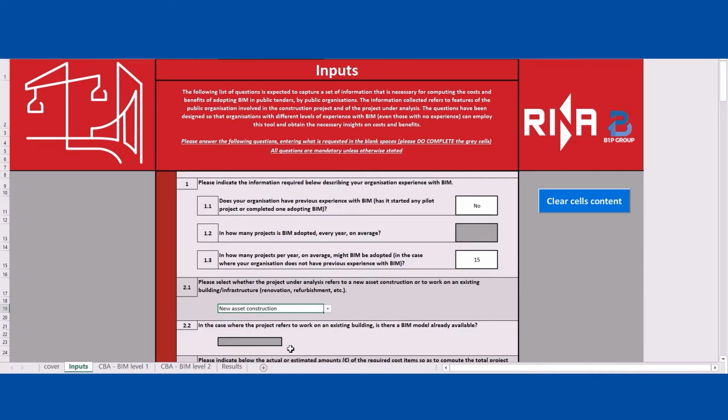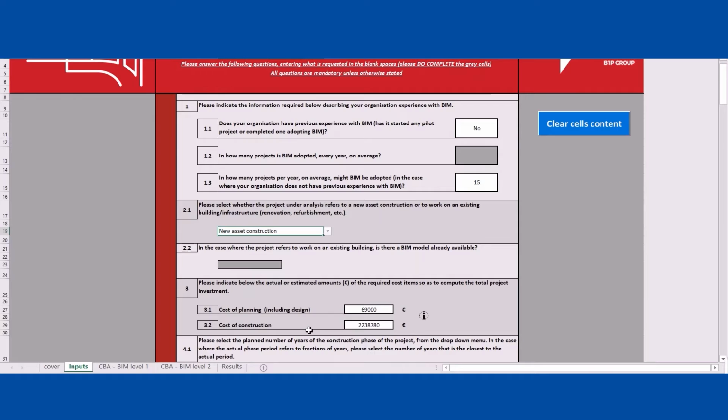Following this selection, question 2.2 becomes inactive. Let's assume that our project requires an investment for planning and design of about €69,000 and a foreseen construction cost of about €2.2 million. This information should be entered in questions 3.1 and 3.2.